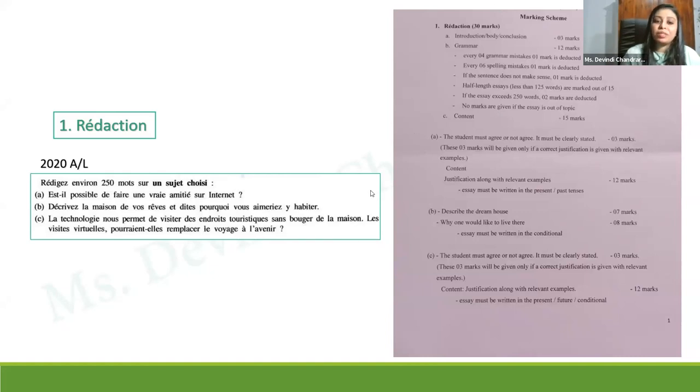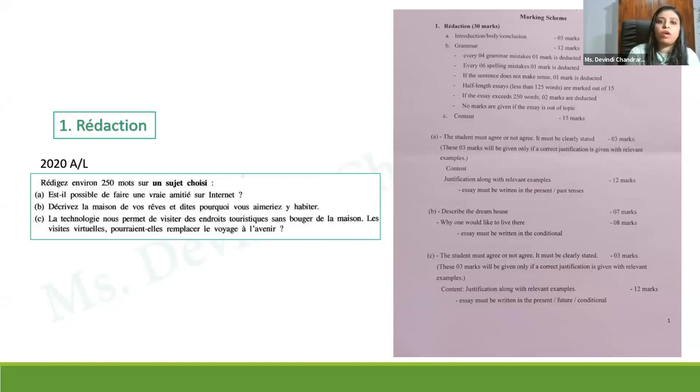That is why I requested you to read the prompt and answer accordingly, right? So please follow that. You have to write the essay in an appropriate way, and it also has to be content based, right? For the content, you will be given 15 marks. If your content is off topic, you won't be given marks. And if your content is not that rich, your marks will be deducted.